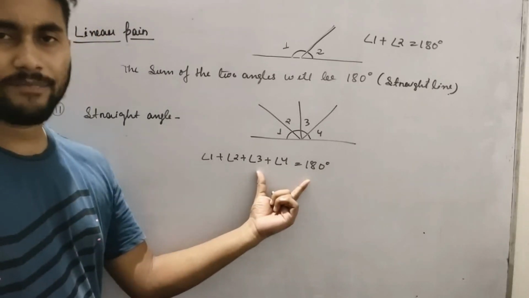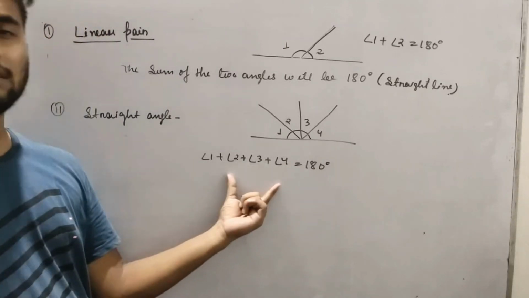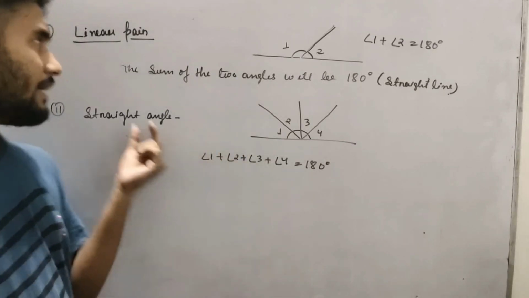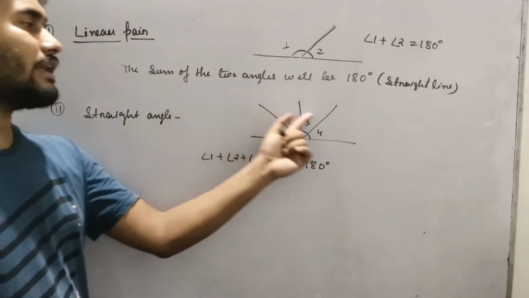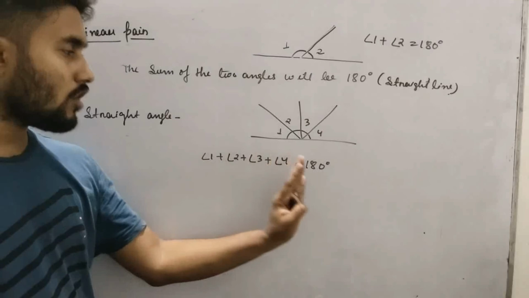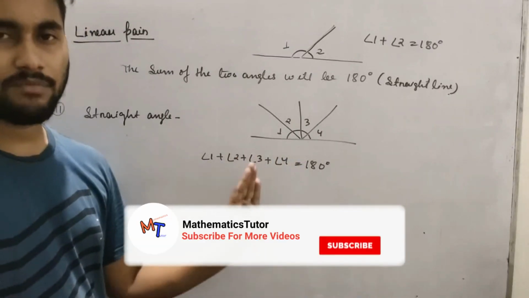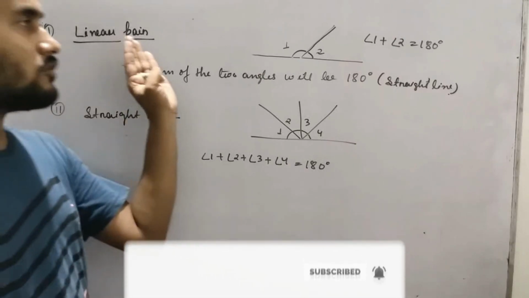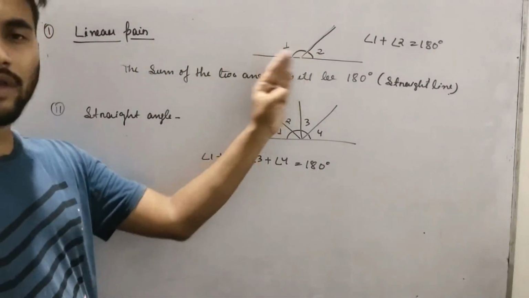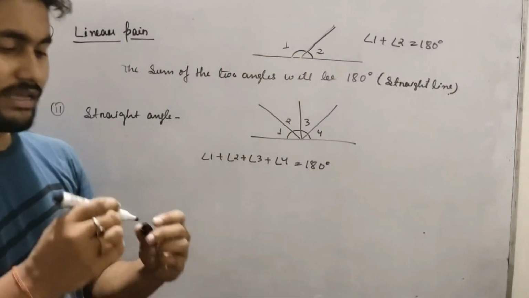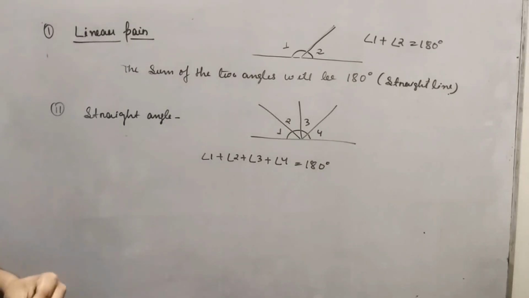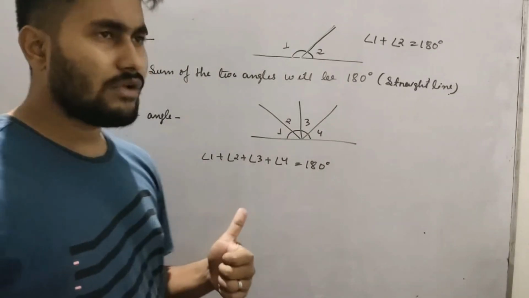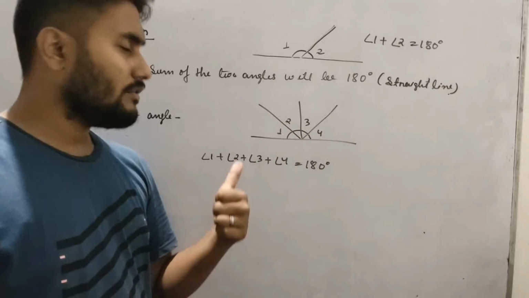But we will not call this a linear pair. Why will we not say this is a linear pair? Because pair means 2, but over here there are 4 angles. So we will not say this is a linear pair. We will say this is a straight angle. And if there are only 2 angles, divided as 2 angles, then we will say linear pair. Understood?